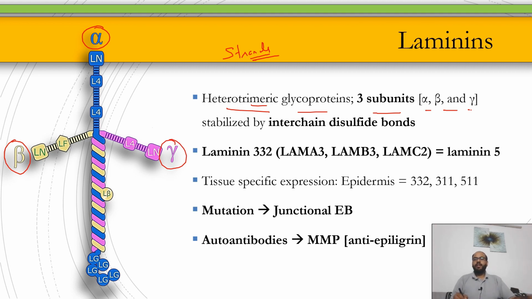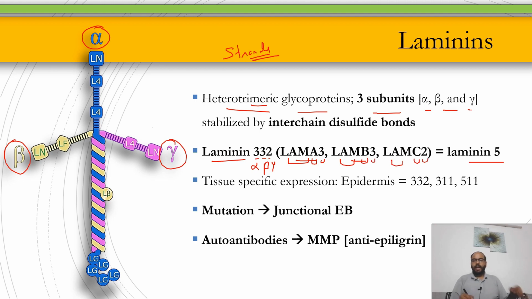Now, in the older classification, laminins were labeled in the order they were discovered. So this is laminin 5. But in the recent classification, it is labeled as laminin 332. 3-3-2 means alpha 3, beta 3, and gamma 2, and these are the genes: laminin alpha 3, laminin beta 3, laminin gamma 2.